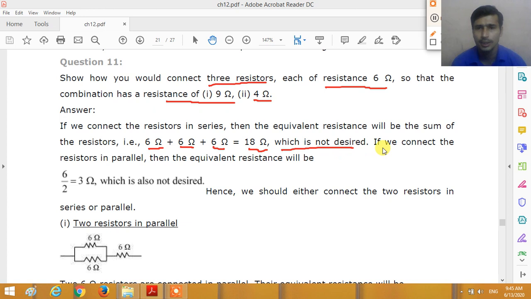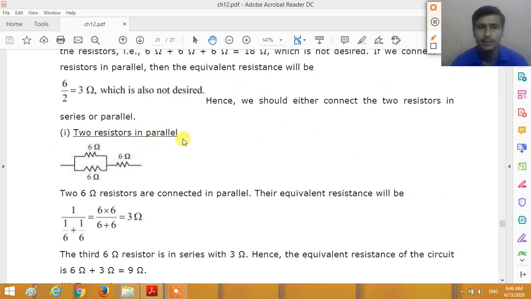Now if 3 resistors are connected in parallel, what happens? If we connect resistors in parallel, then the equivalent resistance will be 6 divided by 3, which is 2 ohm, which is also not desired because we require a 4 ohm resistance and a 9 ohm resistance. So we need to connect the resistors in a different way, in a mixed combination, like a series and parallel combination.